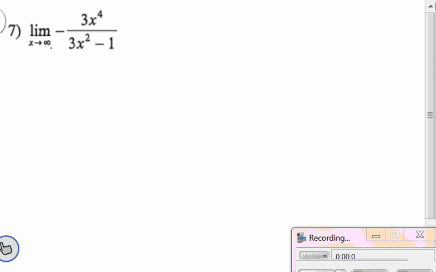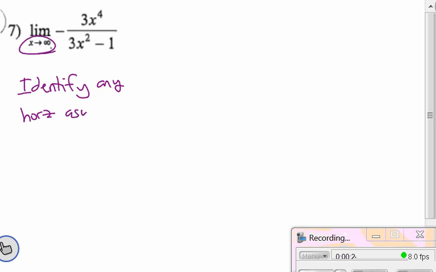Problem 7 says the limit as x approaches infinity. Now the key on these ones is, when you're approaching infinity, it means you're putting in really, really big numbers for x. And so we learned in class that what you want to identify in these problems is any horizontal asymptotes. Okay, that's your goal.